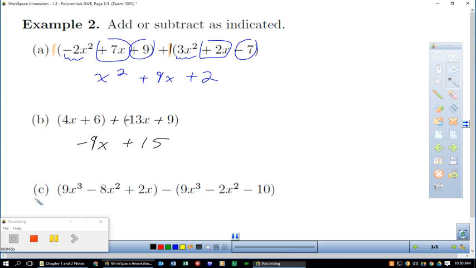Part C, I'm going to go ahead and change this. So that's a negative 9x cubed plus 2x squared plus 10. So 9x cubed plus a negative 9x cubed, that's a zero pair, it's out. Negative 8x squared plus 2x squared should be negative 6x squared. 2x, actually that's the only x term, so plus 2x, and then plus 10.